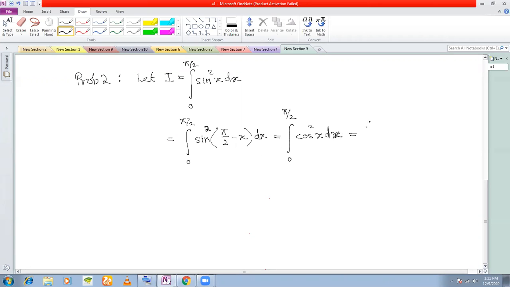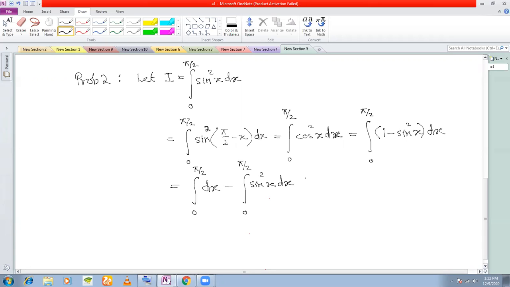Now again change cos square to sine square. You can write cos square x as 1 minus sine square x dx. Now if you separate, you'll get integral 0 to pi by 2 of 1 dx, which means simply dx, minus integral 0 to pi by 2 sine square x dx.